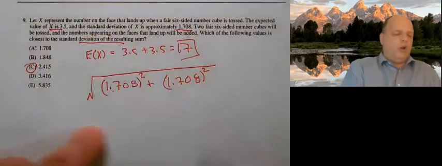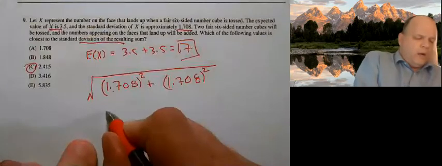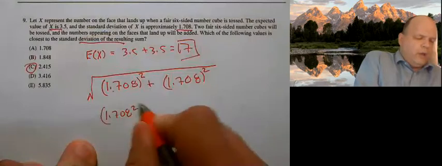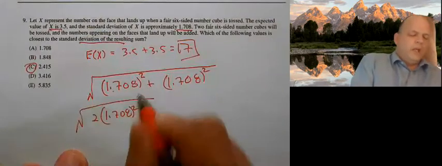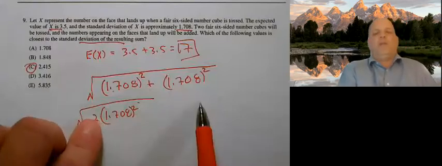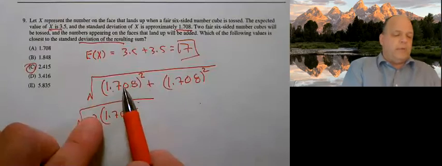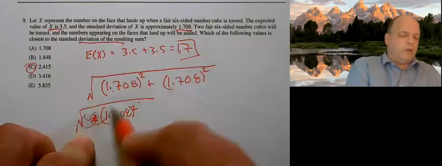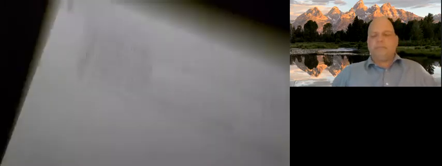Now, if I'd had a whole long list of these, it might have been easier for me to go 1.708 squared, just like that, and put a 2 in front. Because if I had to do it 10 times, that way I wouldn't have to write it 10 times. And that would give me the same answer. Because basically I'm adding these two, so that's like putting a 2 out in front. But you don't have to go about doing it that way. You can always do it this way. So that's number 9.